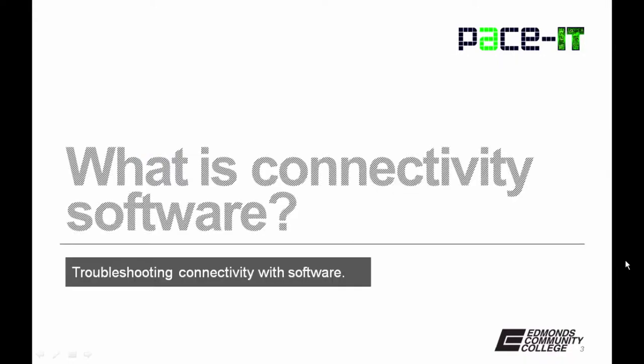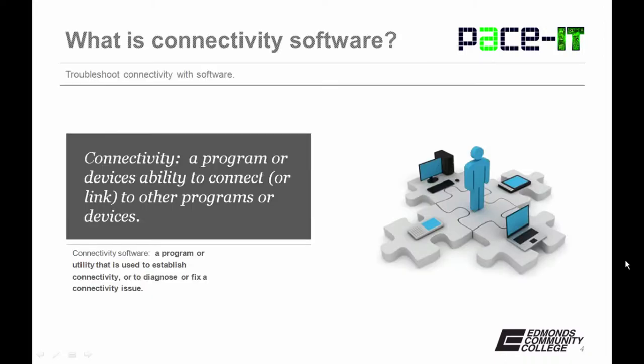And of course, we're going to begin with what is connectivity software. First off, we need to discuss what connectivity is. That's when a program or a device has the ability to connect or link to other programs or devices. Now, connectivity software is a program or utility that is used to establish connectivity or to diagnose or fix a connectivity issue. That is what connectivity software is.